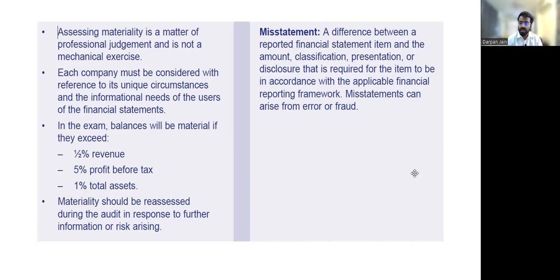There's a difference between what is reported in the financial statements and what should have been reported as per the applicable financial reporting framework, as per the accounting standards. That is a misstatement. Is it clear, or do you want me to explain it once again? Did you understand misstatement, or do you want me to explain this once again?